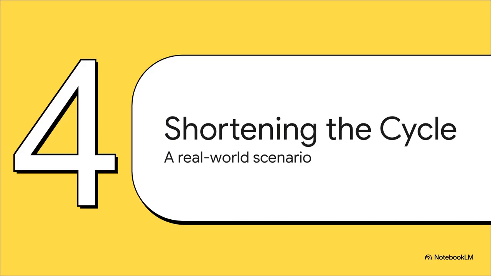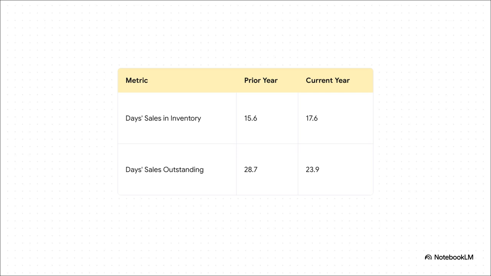Let's look at Section 4, a scenario on shortening the cycle. Okay, let's compare a prior year to a current year. Notice that the days sales in inventory actually went up from 15.6 days to 17.6 days. At first glance, you might think, uh-oh, they're holding inventory longer, that's poor management. But wait, look closely at the receivables. Their days sales outstanding dropped significantly, from 28.7 down to 23.9 days. That means they got way faster at collecting money from their customers.